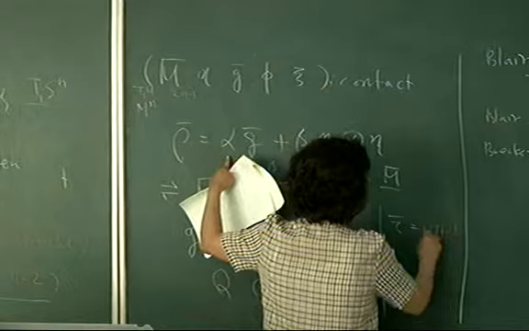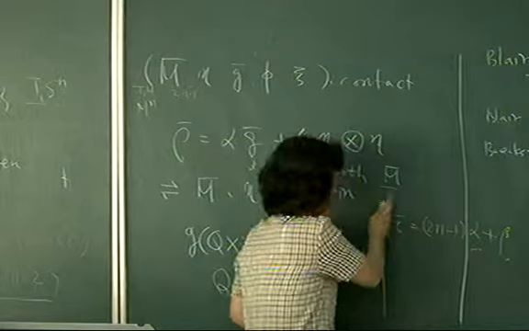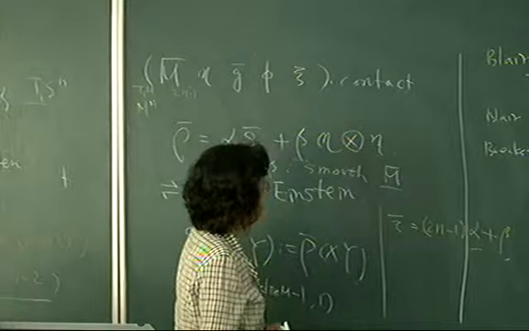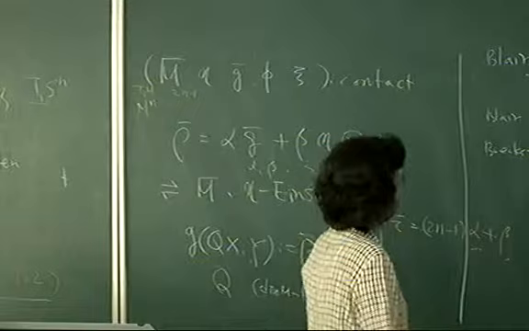So from this theorem, alpha and beta are constant, and we immediately get that the scalar curvature of the unit tangent bundle is constant. Then Boeckx and Vanhecke studied the unit tangent bundle with constant scalar curvature. They got some nice results.